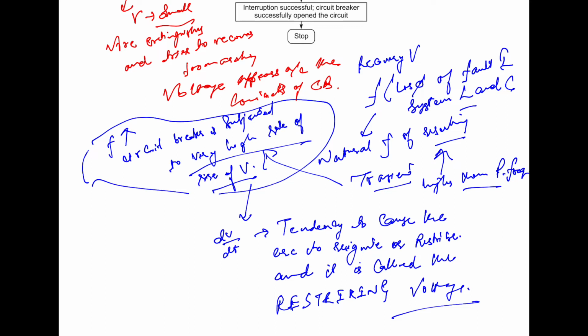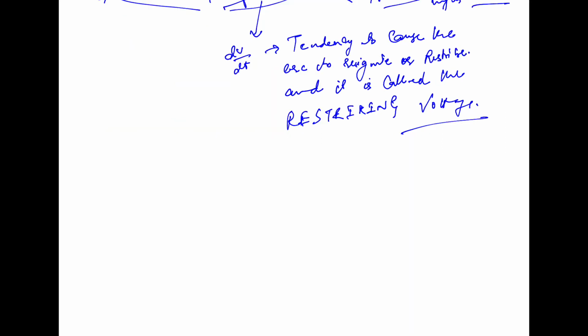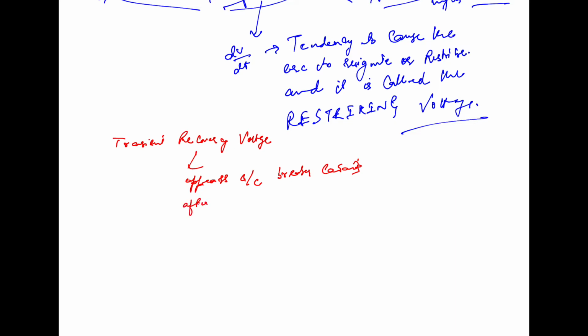Now, the transient recovery voltage refers to the voltage that appears across the breaker contacts immediately after the extinction of the arc.